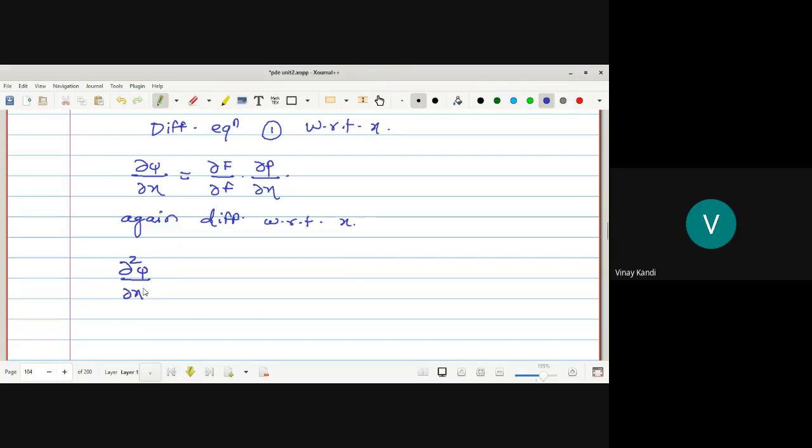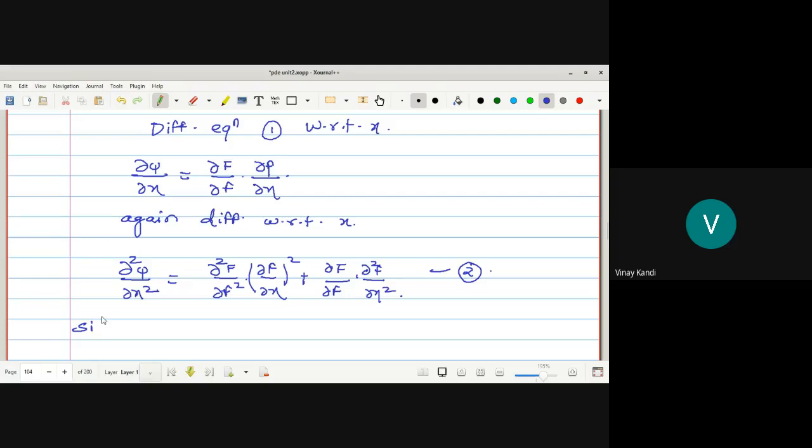What we get then? Dou 2 psi by dou x square is equal to the derivative of the first, dou 2 capital F upon dou small f square, into dou f by dou x, whole square, plus first derivative, second as it is. Now for the second term, the second derivative will be: first term as it is, dou capital F by dou small f, into derivative of this term with respect to x. What we get? Dou 2f by dou x square. Give it an equation number 2.